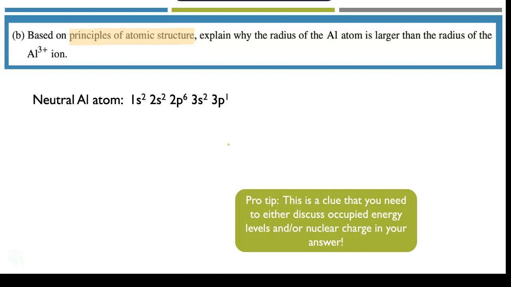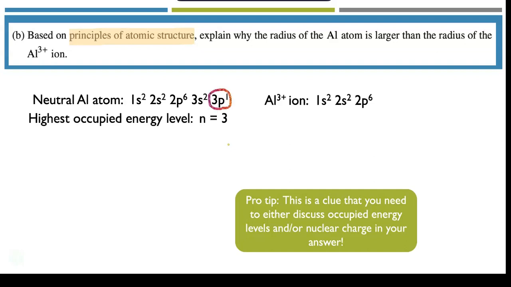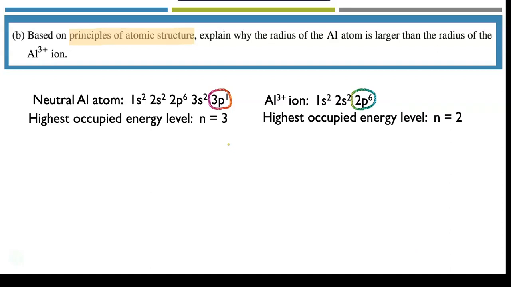So we know that a neutral aluminum atom, of course, has the electron configuration we wrote in Part A. The aluminum ion has lost 3 electrons, so it's lost the 3s electrons and the electron in the 3p sublevel. So we're left with 1s2, 2s2, 2p6, which is isoelectronic with neon. The outermost electron in a neutral aluminum atom is in energy level 3. That's our highest occupied energy level. Whereas in the aluminum ion, the highest occupied energy level is energy level 2. And that's really the core of what our answer needs to address.